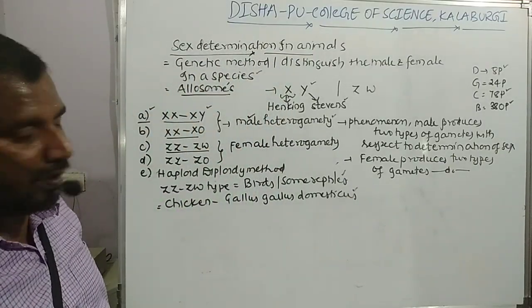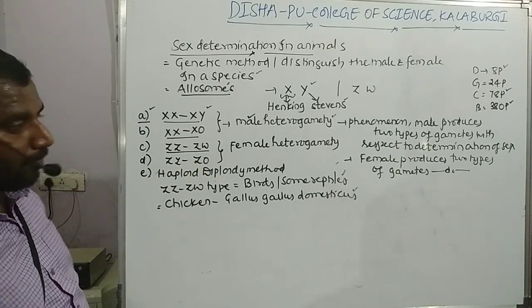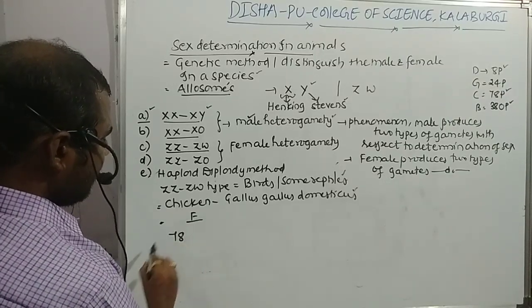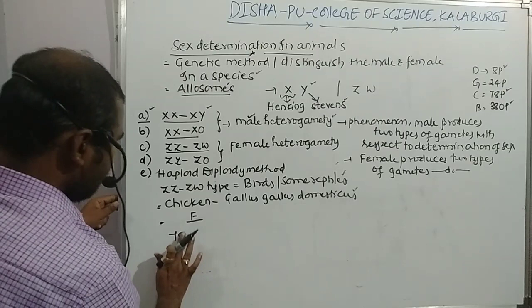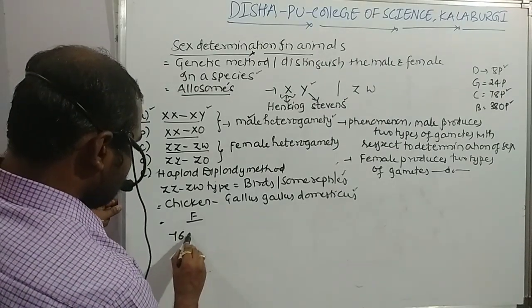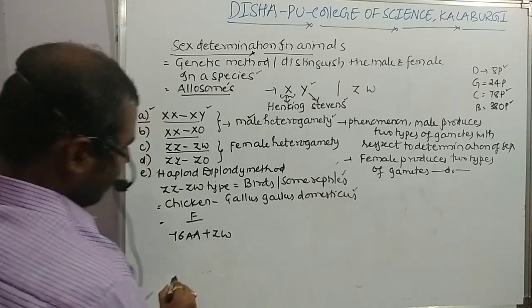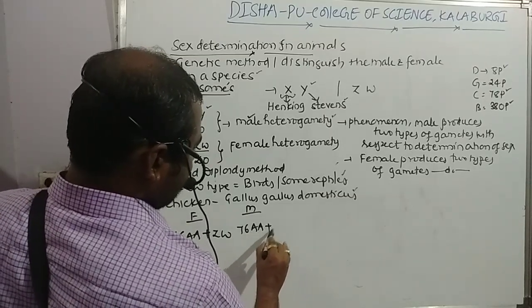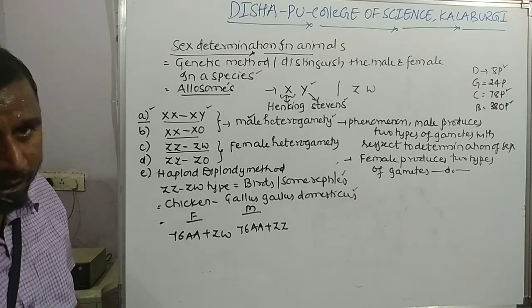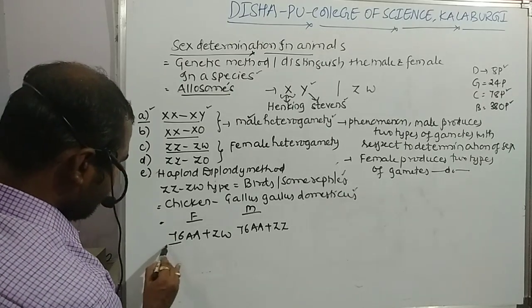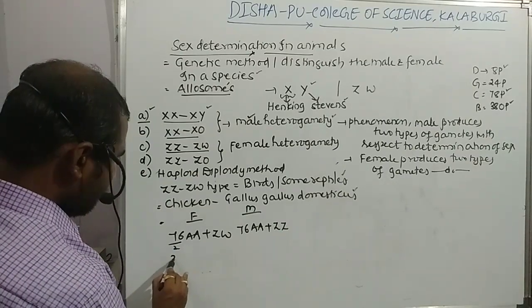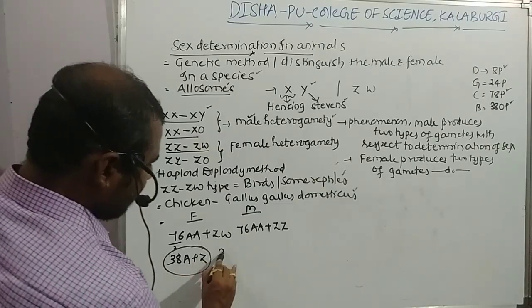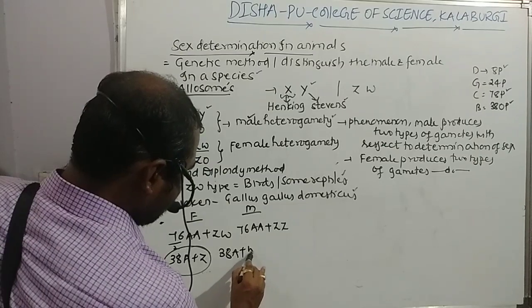Okay, female heterogametic condition, so ZW type. Here the chromosomes for the female are 78. We take 76 autosomes plus ZW, and for the male 76 autosomes plus ZZ. Male is the homogametic condition. Now 76 divided by 2 is 38 autosomes plus Z, and 38 autosomes plus W.